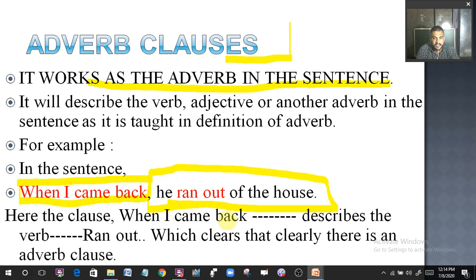So here you can see that when I came back describes the verb ran out. When somebody came back, when somebody ran out, when he ran out. He ran out of the house when I came back. So the main thing is how the verb gets affected, which is actually telling us about the adverb clause. When we get the answer for this one, then definitely there is an adverb clause.